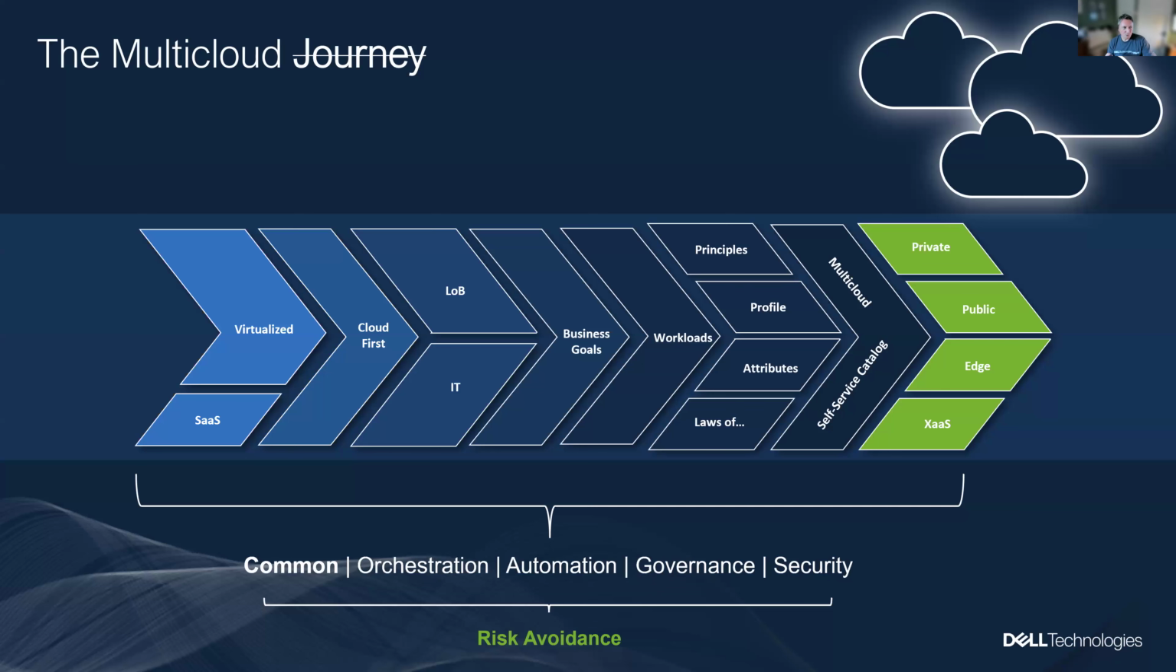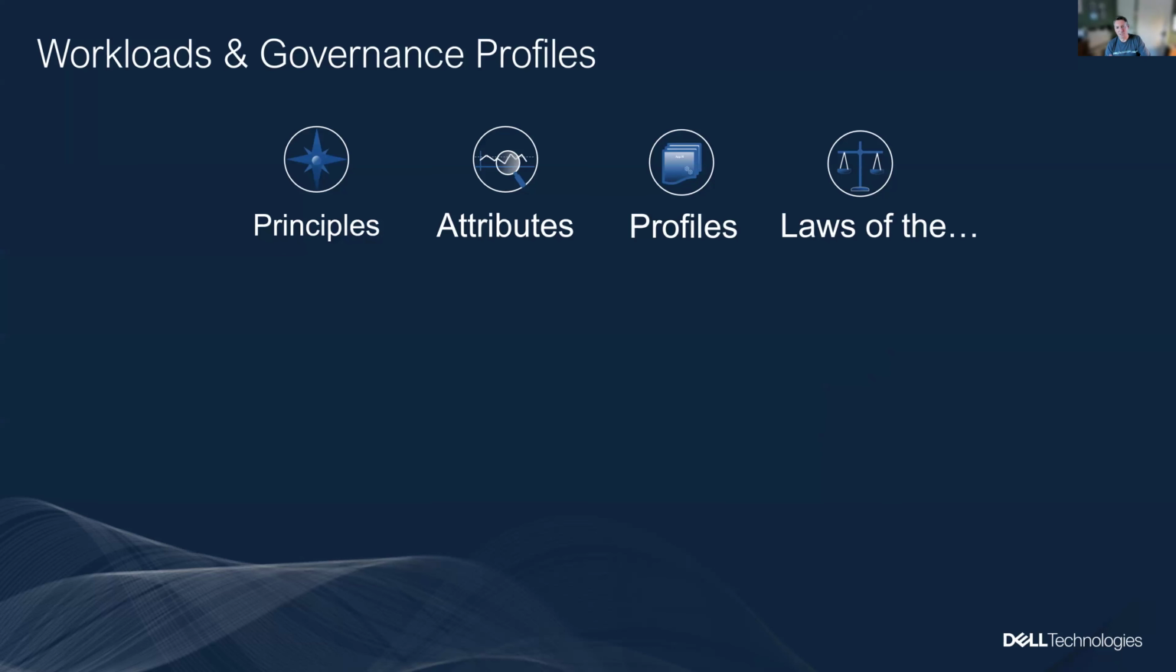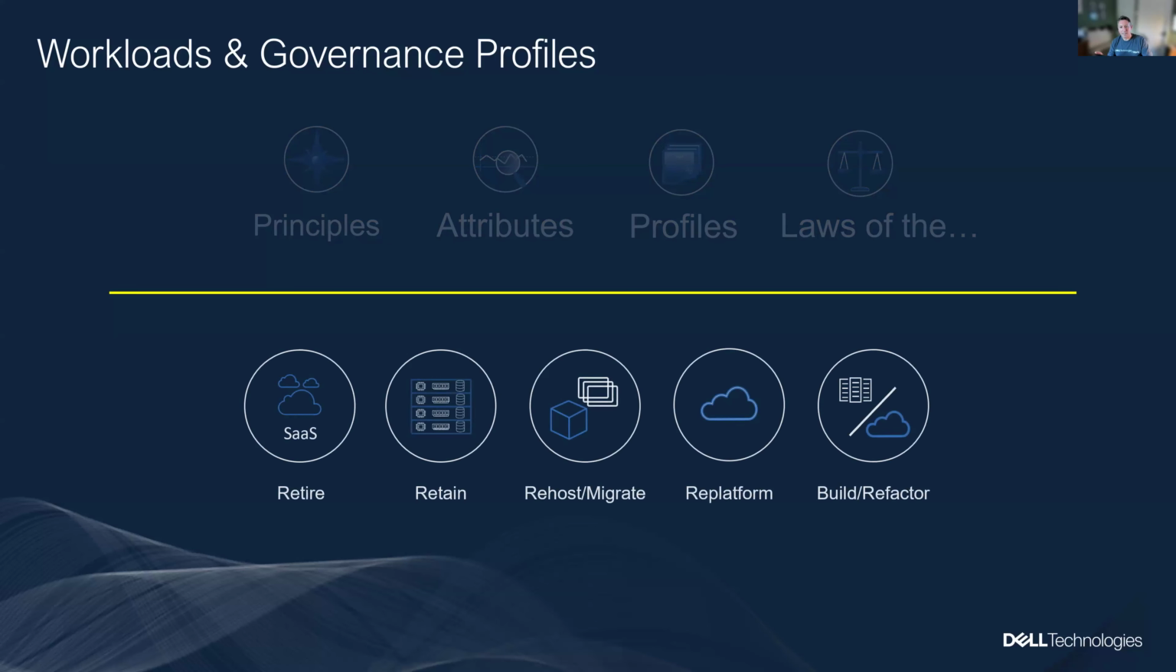So once we get to that level of understanding, the principles, attributes, profiles, and laws, really what that allows us to do is make educated determinations on the 5 R's. Do we retire this application? Do we retain it? Do we rehost, migrate? And do we re-platform, rebuild, refactor? A couple of the things you mentioned in there, Chris, really fall into some of this. Just by understanding it, it helps us get a better understanding of what we can and cannot do.